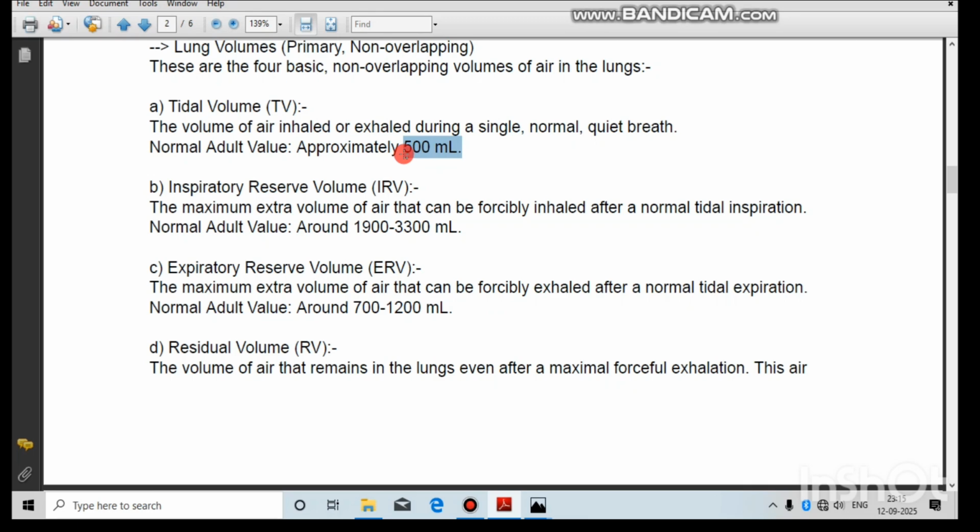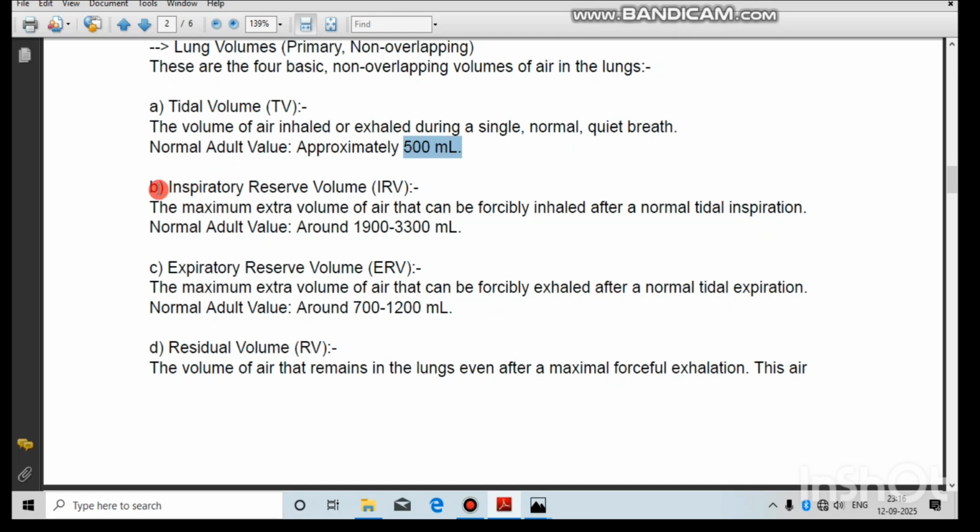The tidal volume is what we have whenever we are breathing in or breathing out in a very normal way, not applying any extra pressure. We are just breathing normally out or in. At that time, what amount of air is present inside our lung? Normally it will be somewhere around 500 ml. That normal amount is known as tidal volume.